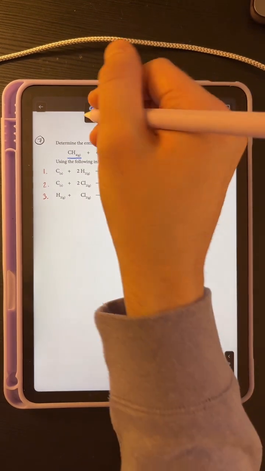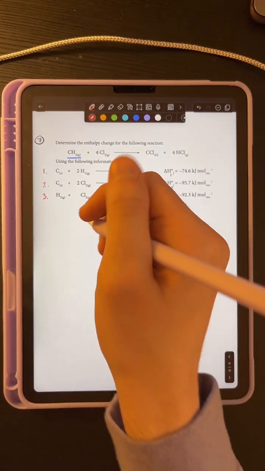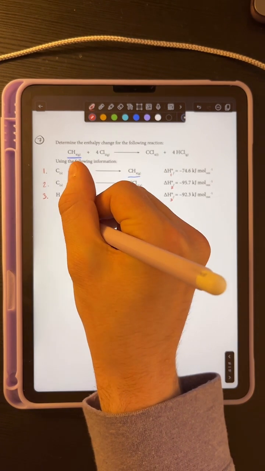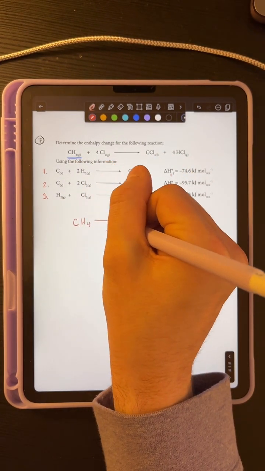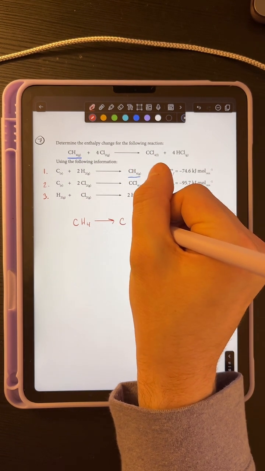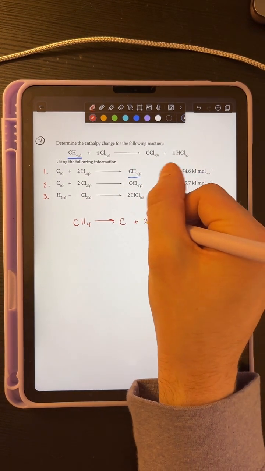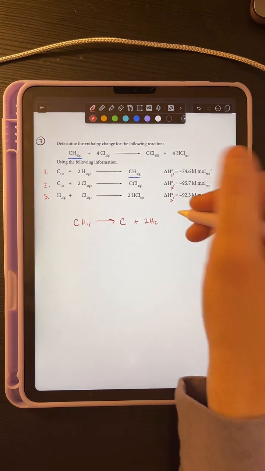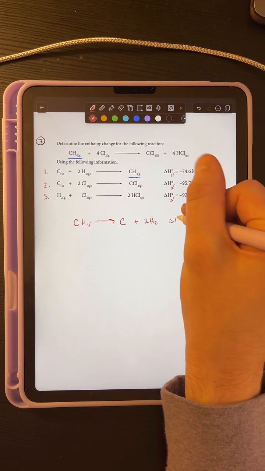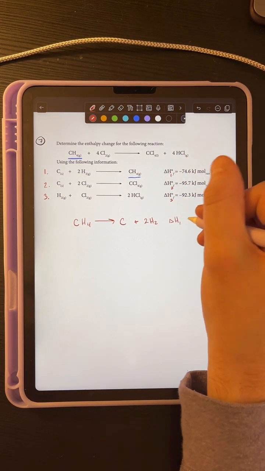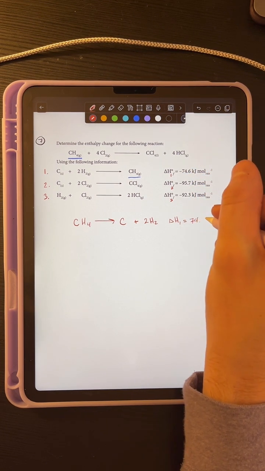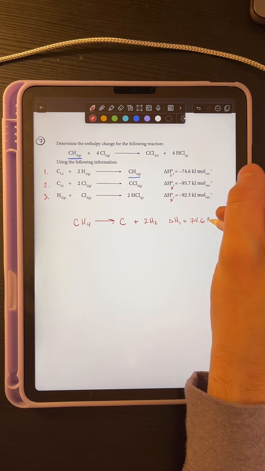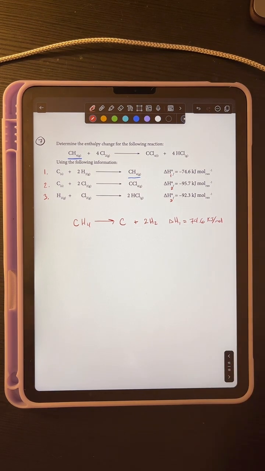So I'm gonna do this in red, we'll say. So if I go ahead and flip this reaction, we have CH4 now is going to C plus 2H2. That was reversed. And now our delta H1, that's going to get the negative sign. It's going to change sign. So we have 74.6 kilojoules per mole.